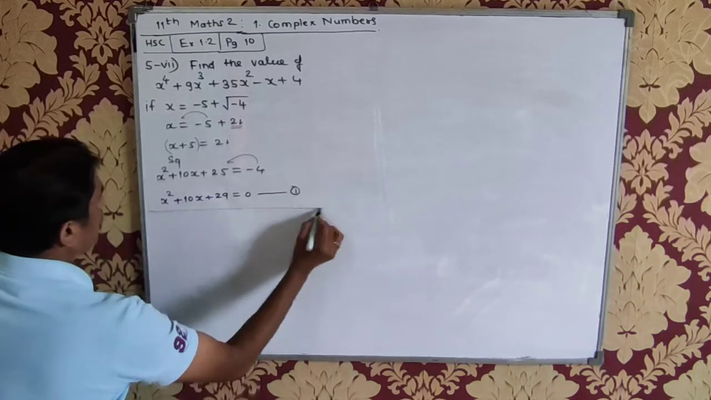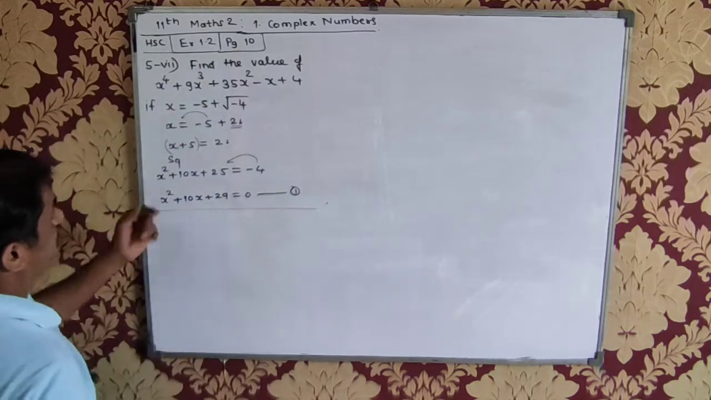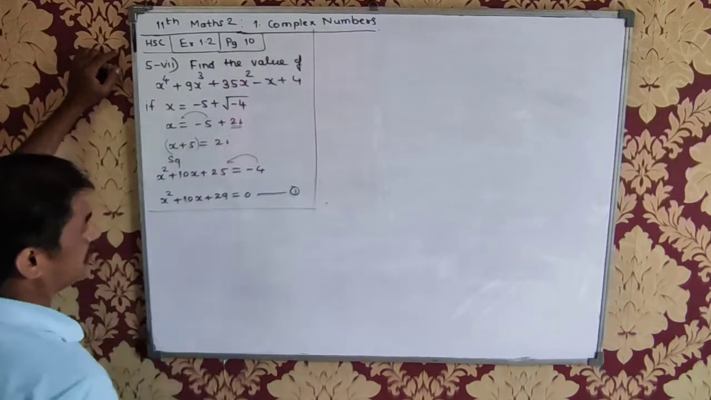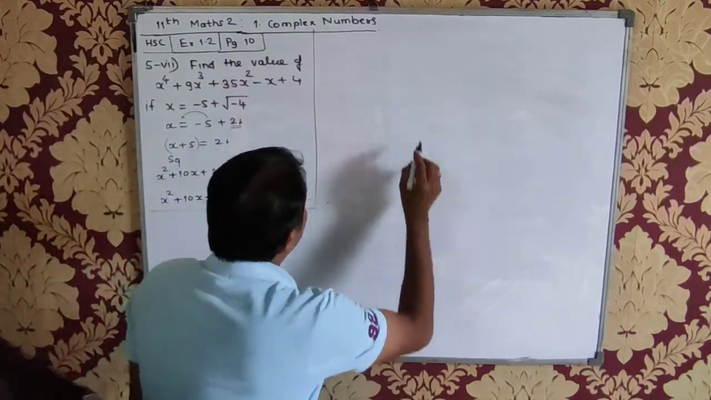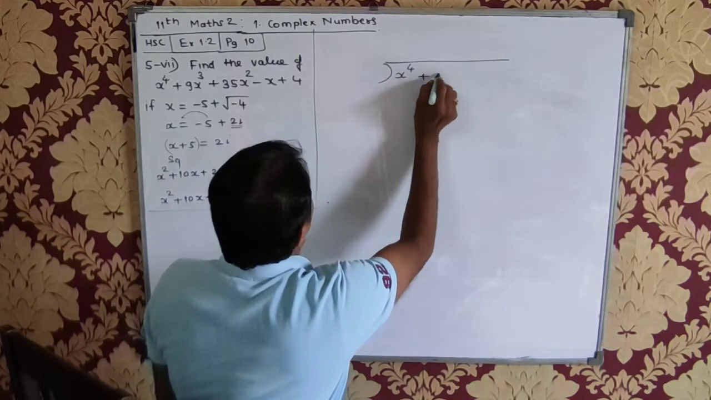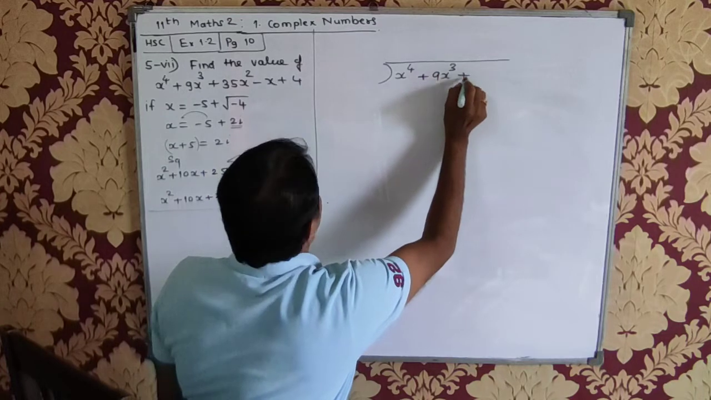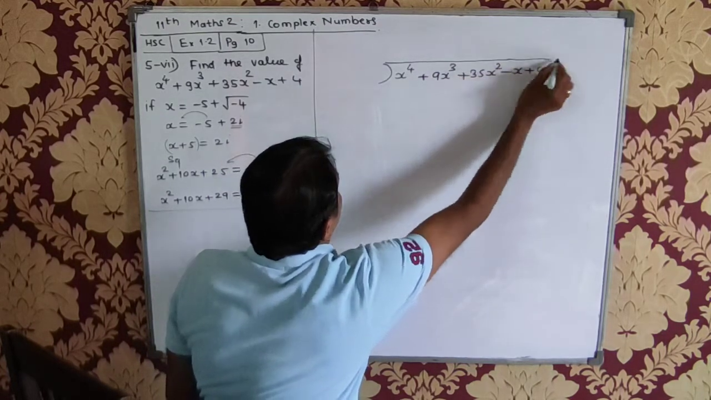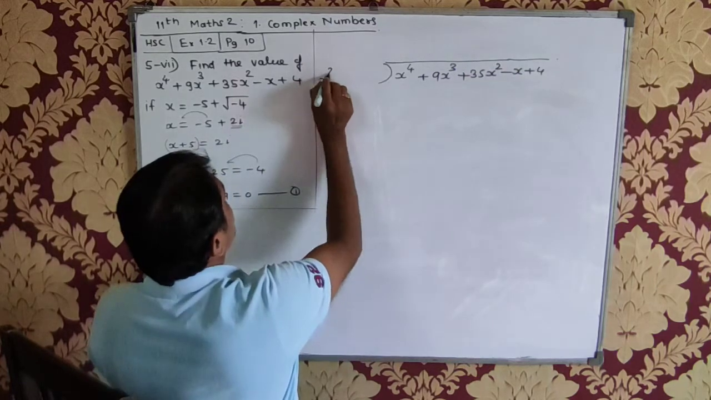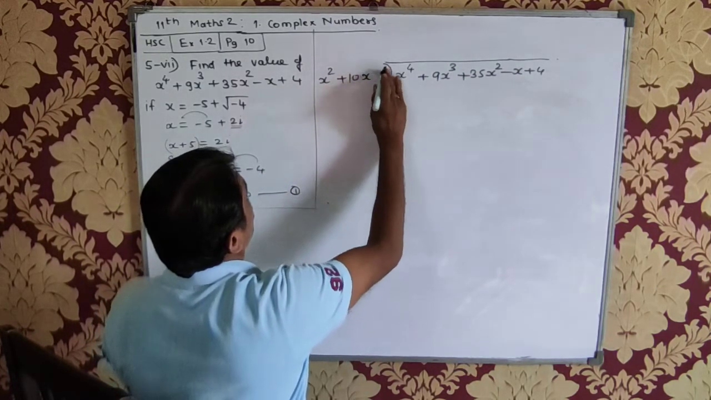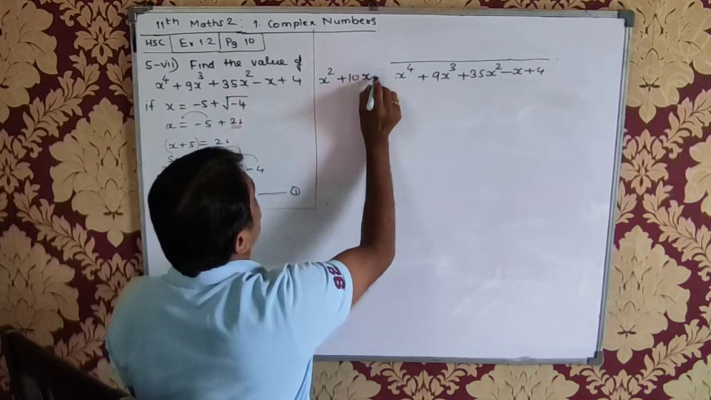Equation number 1. Now divide the given expression by this expression. So what do we get there? x raised to 4 plus 9x cube plus 35x square minus x plus 4, and this is x square plus 10x plus 29.